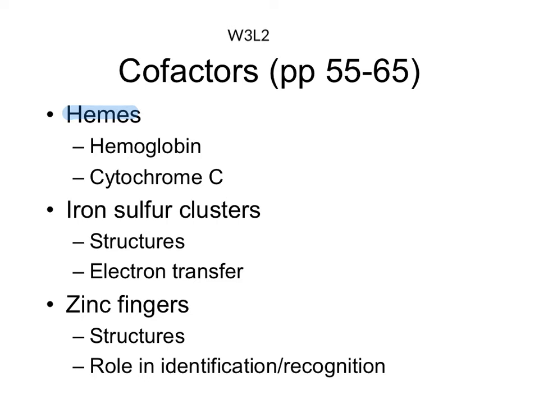Then we're going to look at iron-sulfur clusters, and these are, as their name implies, compounds that contain iron and sulfur. We'll look at their structures and think about their use in electron transfer reactions. We will see specific examples of how they're used for electron transfer in the nitrogenase case study in 2 weeks. Finally, we'll look at zinc fingers, which are DNA recognition proteins, and we'll think about how the structure can help with their role in DNA identification.